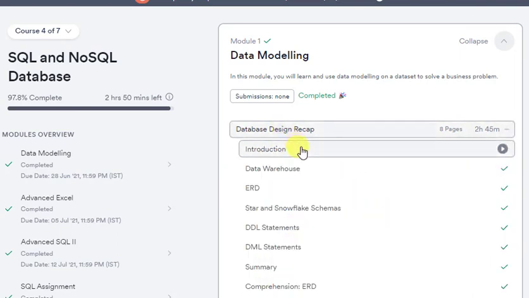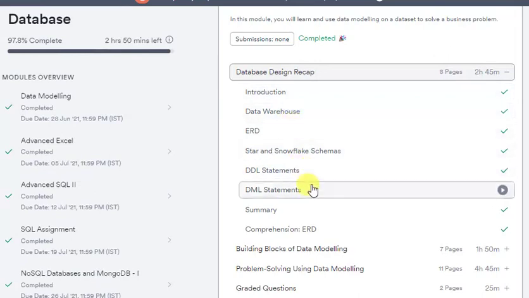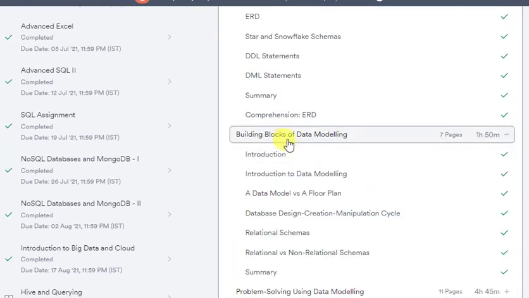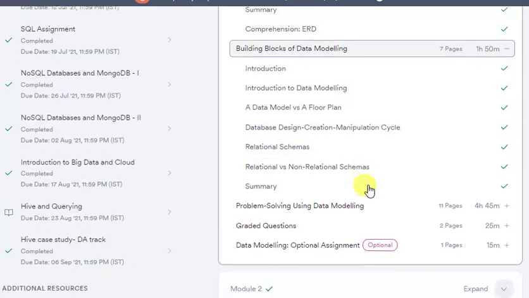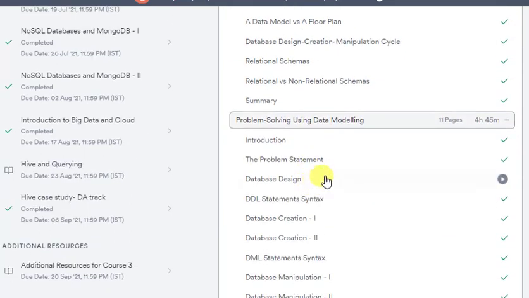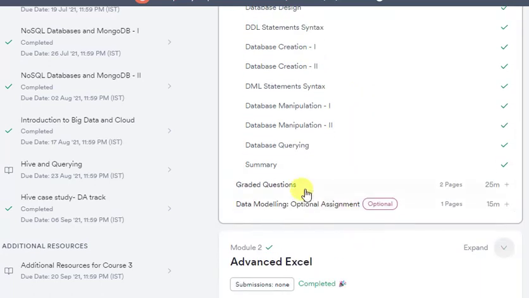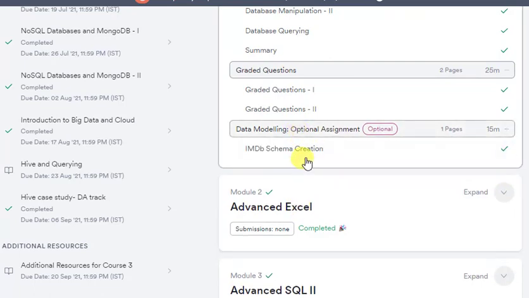Okay. So database, here ERD, data warehouse, introduction about ERD, DDL command and DML command, Data Manipulation Language like that. Here, building introduction. This is a question. And then summary, problem solving, prompts, DDL, Data Manipulation Language. Okay, a graded question is there, and then the assignment is optional.